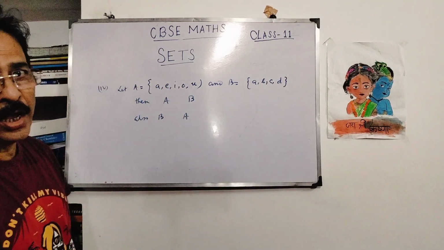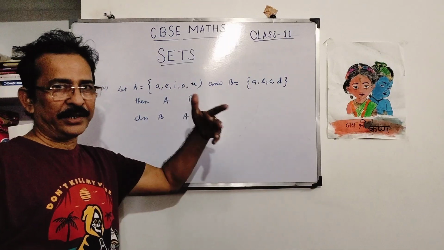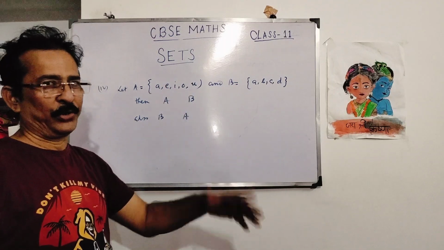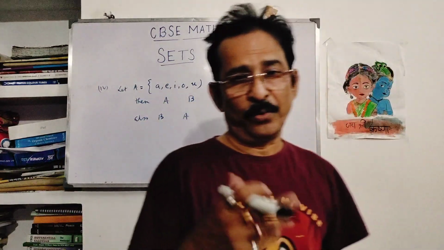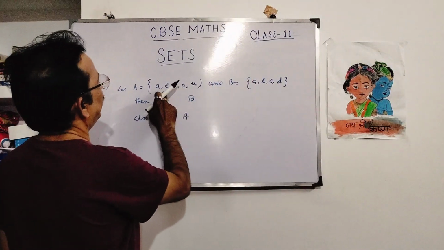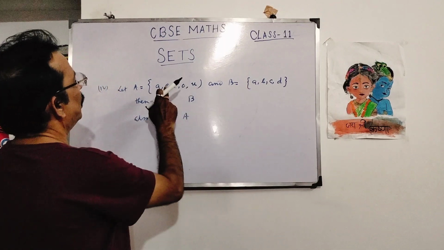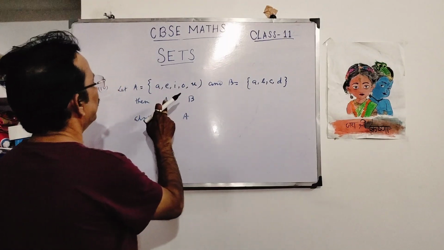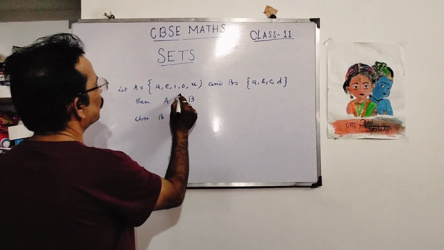So, are these 2 sets subsets or not? Tell me. Think about it. There is no similarity. a, e, i, o, u, only one element a is common, but the other elements are not equal. That is, A is not a subset of B.